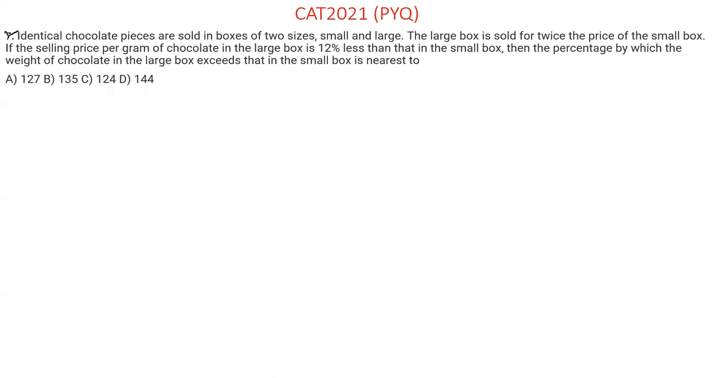So let's discuss our last question. Identical chocolate pieces are sold in a box of two sizes, small and large. Okay, two sizes. Okay, the large box is sold for twice the price of a small box. Okay, if the selling price per gram, this is a very important statement, of chocolate in the large box is 12% less than in the small box, then the percentage by which the weight in gram of chocolate in the large box exceeds that in the small box is nearest to.